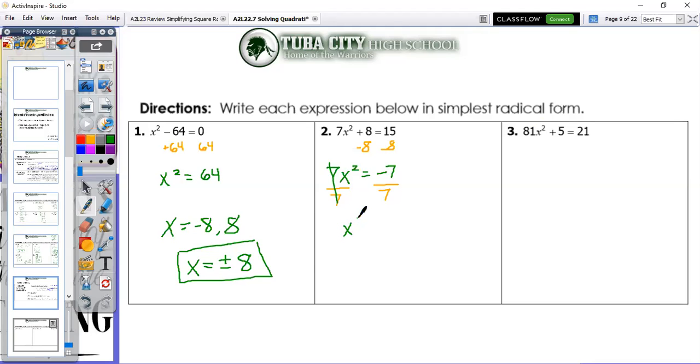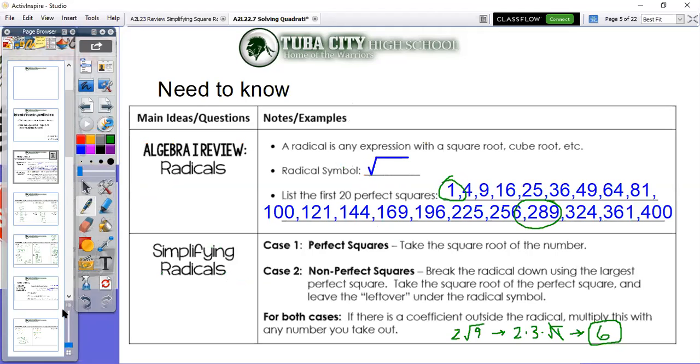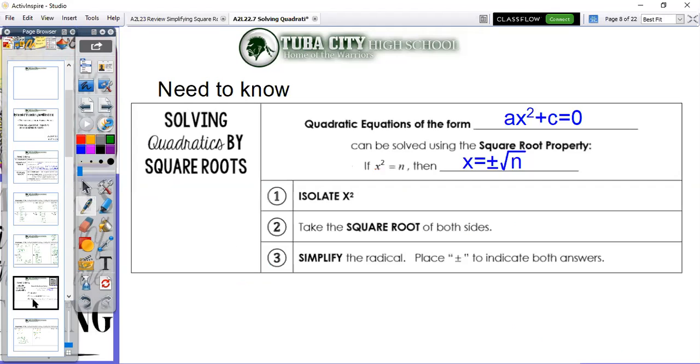So I get x squared equals, oh, wait, 15 minus 8 is not negative 7. What am I talking about? So 7 divided by 7 is going to be 1. Now, again, we run into this problem of what number can I square to get 1? And don't forget, 1 is a square number.